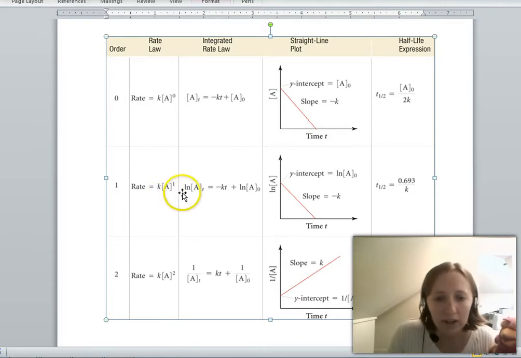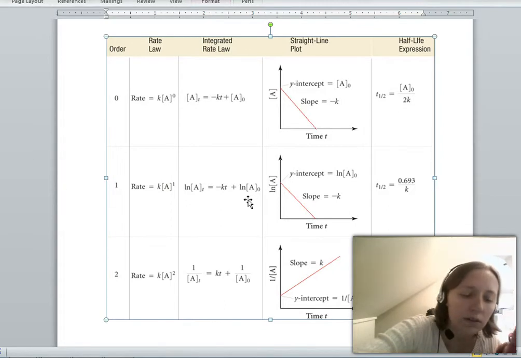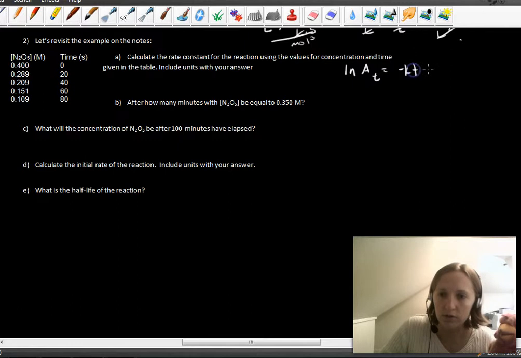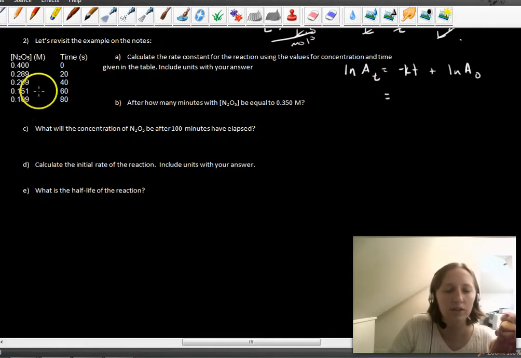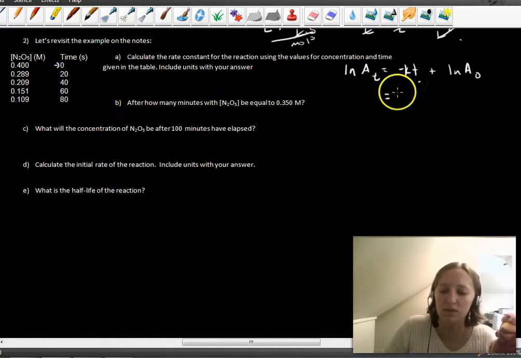So we're going to go back and use this equation, ln of A sub t equals negative kt plus ln of A 0. So this is the integrated rate law that is used for first order reactions. And we're trying to find k. Alright, so here's some data points. We can pick any one of them that we want to. Well, I don't really want to do this one because time 0 is going to give me some funny number.